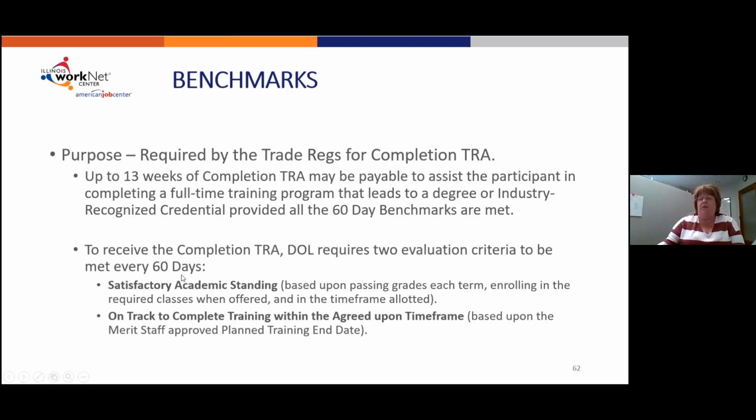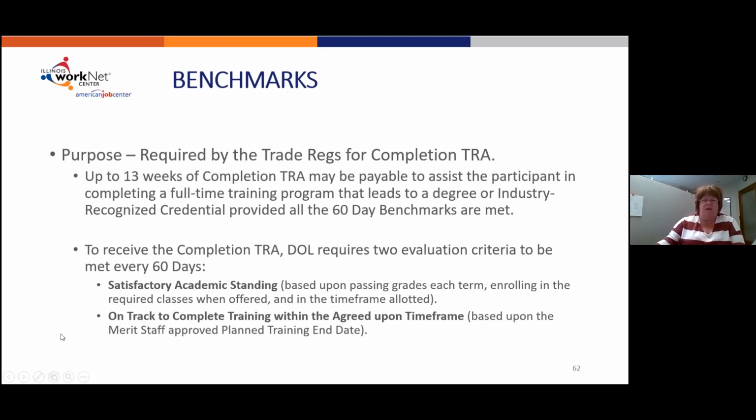And for those 60-day benchmarks, there are two criteria that DOL requires that must be met. First, that the person is meeting satisfactory academic standing. They're getting passing grades, they're enrolling in the required classes when they're offered, and getting those classes completed in the time frame allotted. Second, are they on track to complete within the agreed upon time frame, based upon the merit staff approved plan training end date? Now, we can do date extensions.